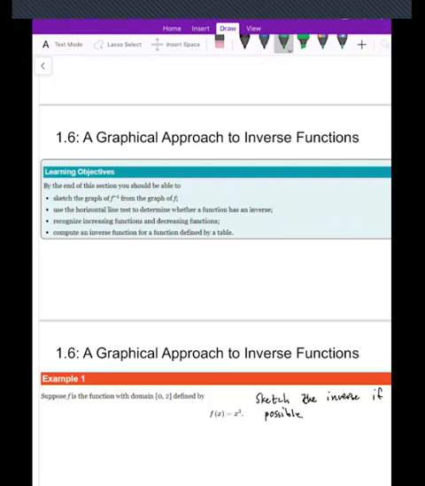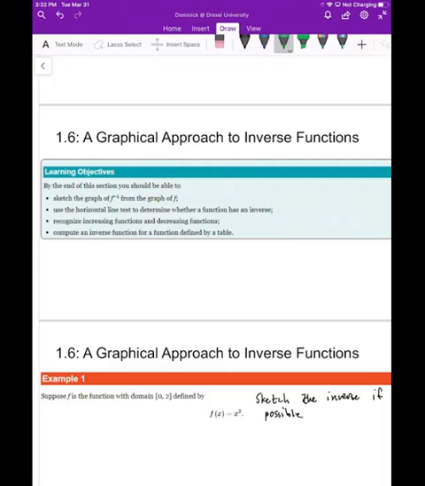Okay, guys, welcome. Today we're going to continue our discussion of inverse functions, but now using a graphical approach. What I would like to be able to do in this section is sketch a graph of an inverse function from the original.